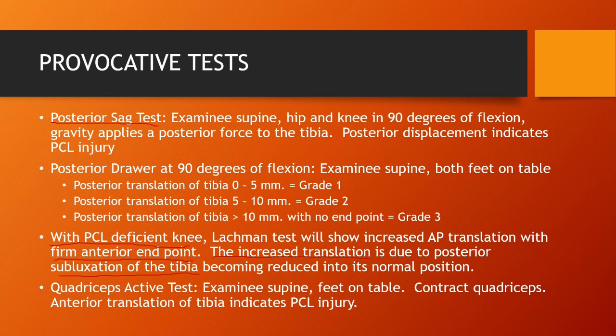With the posterior sag test, the examinee is supine, the hip and knee are in 90 degrees of flexion, and the legs are supported by the examiner, who has his forearm underneath the calcaneae of the examinee. And in this position, gravity applies a posterior force to the tibia, and with an injury to the posterior cruciate ligament, we're going to see posterior displacement of the tibia relative to the femur, and we're going to see the tibia shrink away from the patella as the tibia displaces posteriorly. So that's the posterior sag test.